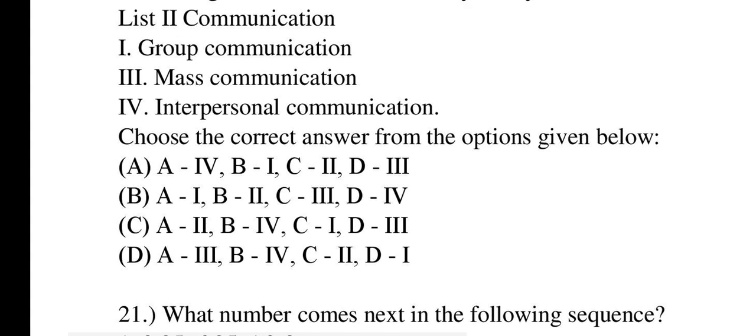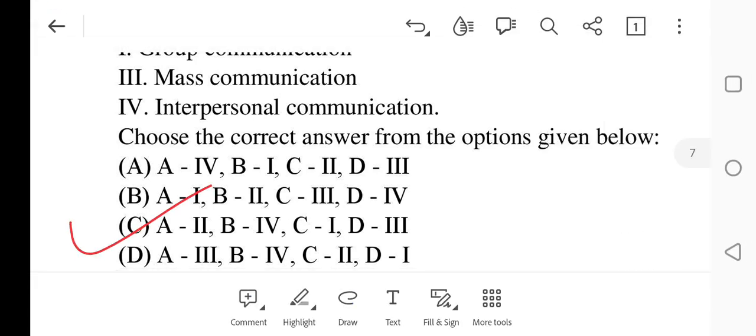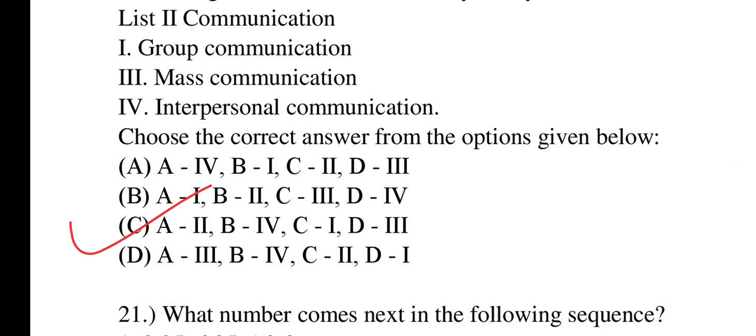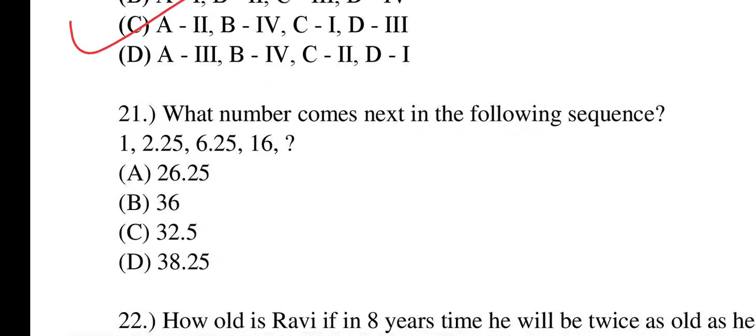Now choose the correct answer from the options given below. A: A4, B1, C2, D3. B: A1, B2, C3, D4. C: A2, B4, C1, D3. D: A3, B4, C2, D1. So for number 20, option C will be correct. If you would like to go back to the previous slide, then you have to go back through backward mode of this video.